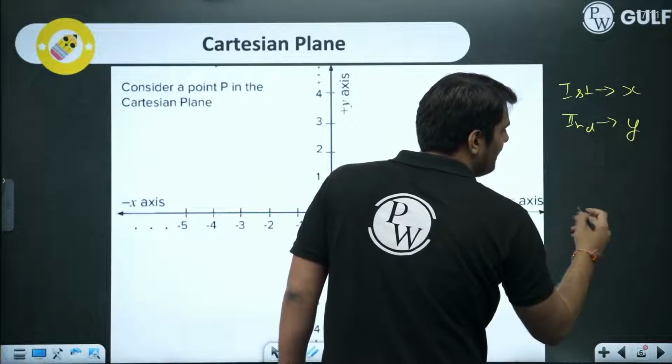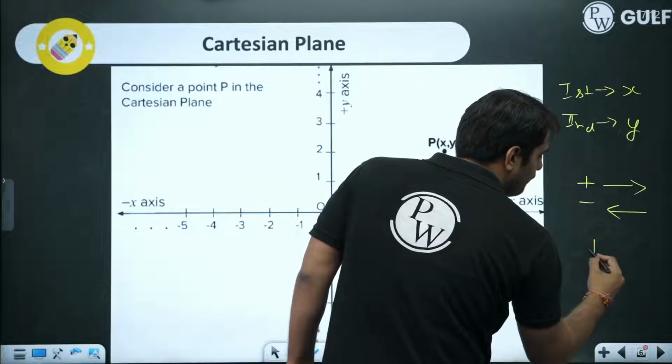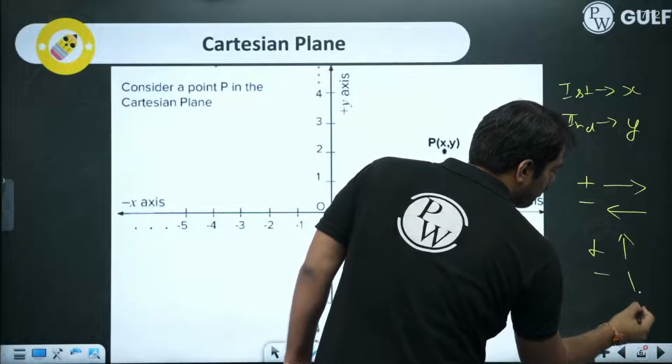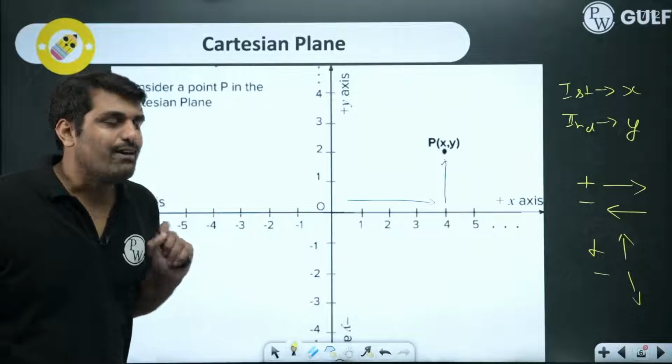And in this we have already said: positive, go on the right; negative, go on the left; positive, go on the upward side; negative, go on the downward side. Few basic things. Fair enough. Now, understand one more thing over here.